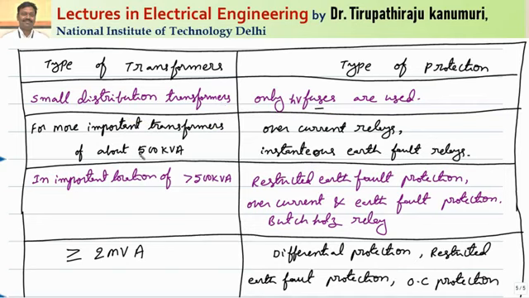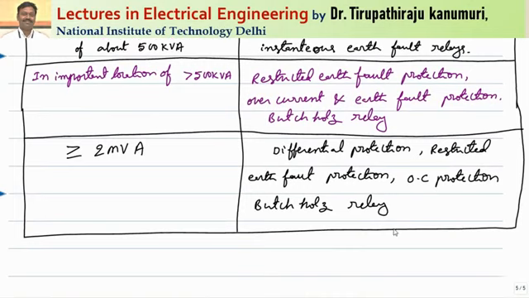But if your transformers are of a little higher rating, or are in an important location, even though the rating is less, about 500 kVA, then we go for overcurrent relays or instantaneous earth fault relays. If the rating is greater than 500 kVA, then we go for restricted earth fault protection and overcurrent protection, and the Buchholz relay is also used for detecting incipient faults. And if the rating of your transformer is greater than 2 MVA, then we go for differential protection, restricted earth fault protection, overcurrent protection, and the Buchholz relay is also used.